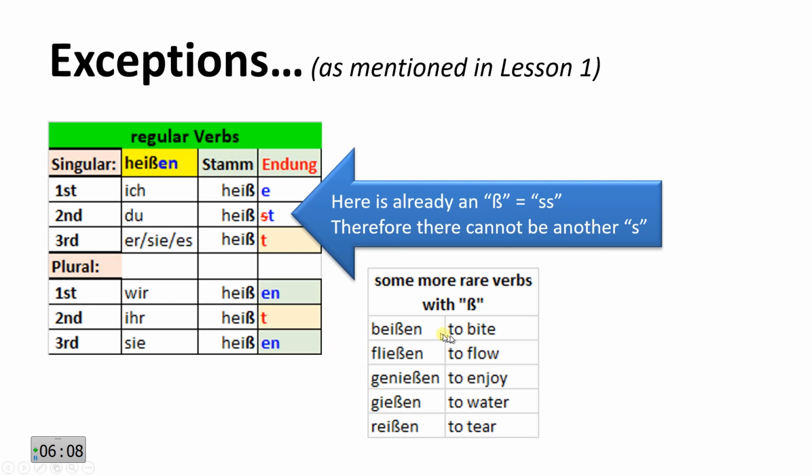And here are some other very rare verbs in German language where the same rule applies. Beißen, to bite, fließen, to flow, genießen, to enjoy, gießen, to water, reißen, to tear. There are not many verbs with that sharp S. They're easy to remember because it's just a handful of them.